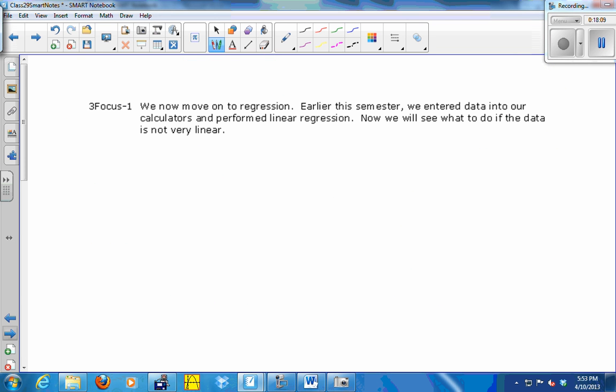Okay, so now we're going to move on to regression. Earlier this semester, we entered data into our calculators and did linear regression, and you did a project on it. Now we're going to see what to do if the data is not very linear. Okay, if the points don't fall in a nice line. We can actually use a polynomial to model the data, because polynomials have ups and downs and mins and maxes, so they can model data better than a line in some cases.